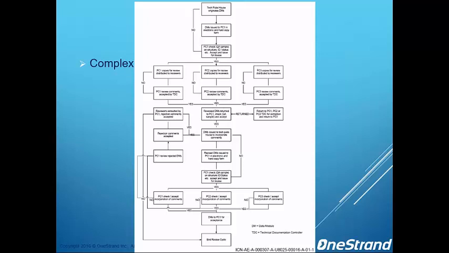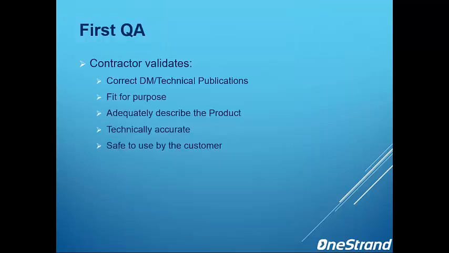Excellent. Okay, so let's have a look at this QA process. When we get to that first QA, that first verification, you're the contractor. I'm the prime. It's my responsibility. So with that, we're going to look at it and make sure that we've got the correct data modules and technical publications. Go back to our originating project, our DMRL. What data have we written everywhere we're supposed to? Have we got them all? Is it fit for purpose? You would hope so.